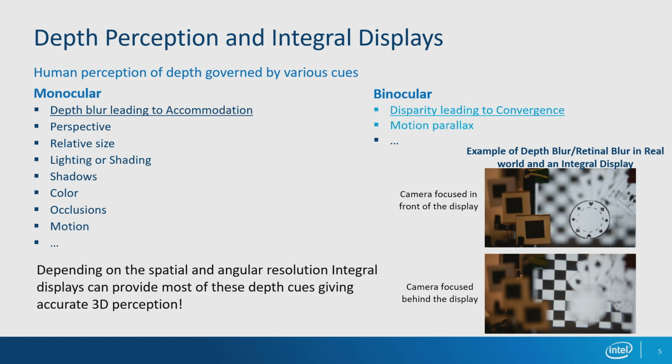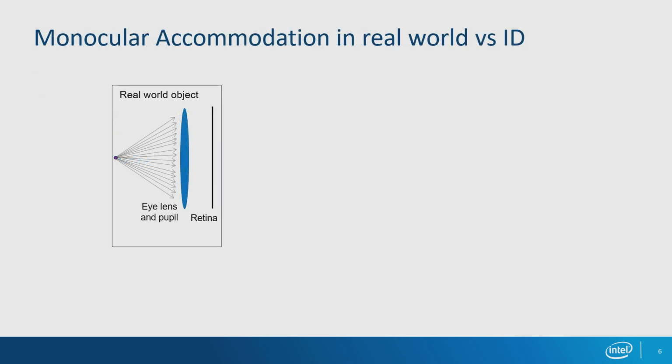3D displays have been utilizing the binocular cues for a very long time. Here I'm making a case today that even integral displays have the capability of doing this depth blur in the eyes. Here's an example of an integral display where I show how retinal blur or depth blur can be seen with the camera. So the camera is focused in the front, background is blurred, camera is focused at the back, front is blurred. So let's see how these integral displays can give this cue of monocular accommodation.